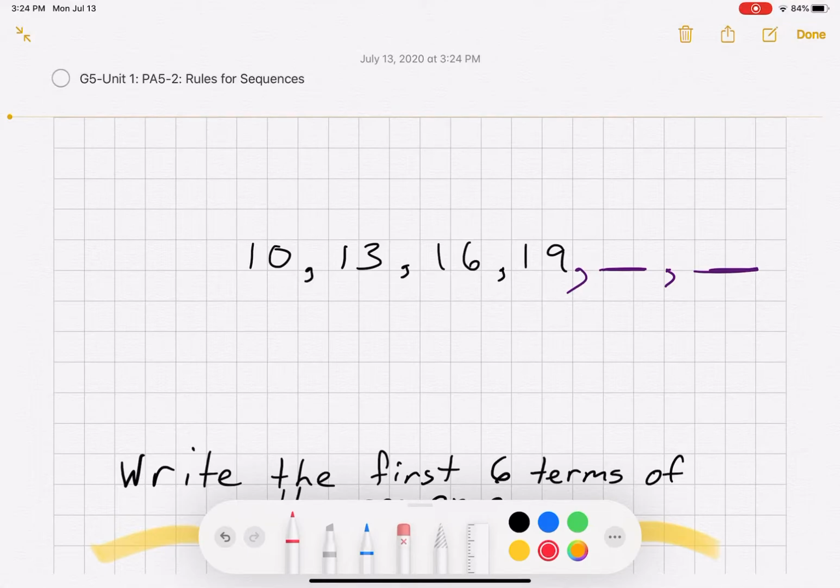Now we're going to move on. And there's a sequence here. It's 10, 13, 16, 19. And we're going to try to find the last two numbers. So the first thing that we do, looking at the title, is we're going to come up with rules for the sequence.